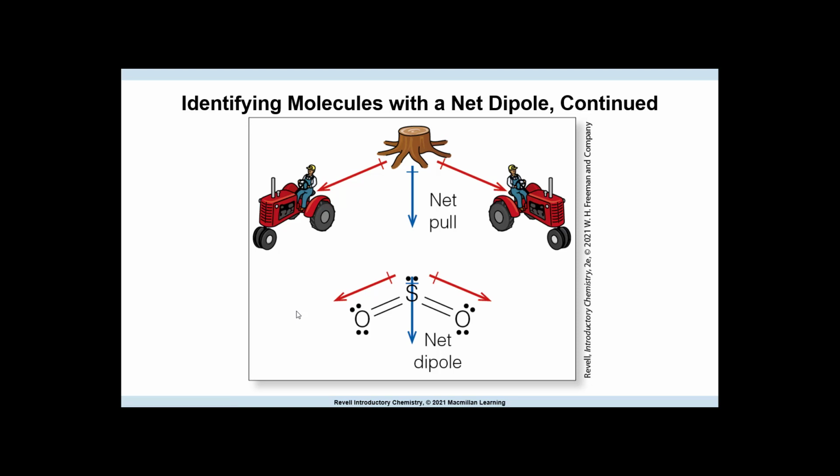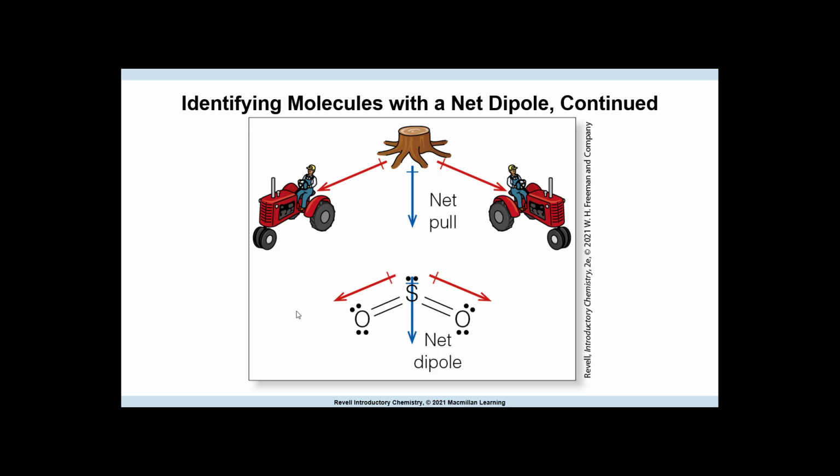Okay, does this molecule have a net dipole? Because the sulfur atom has 3 electron sets around it, it adopts a trigonal planar geometry. The sulfur-oxygen bonds are polar covalent. Oxygen pulls the electron density away from the sulfur. The 2 oxygen atoms are pulling in partially, but not completely opposite directions. This is similar to 2 tractors pulling up a stump from the ground.